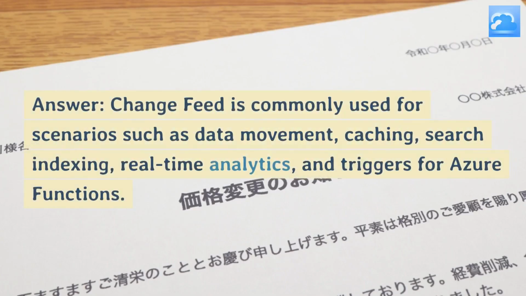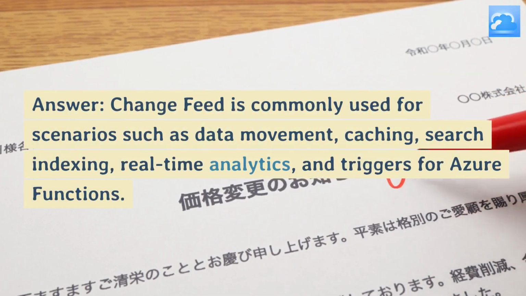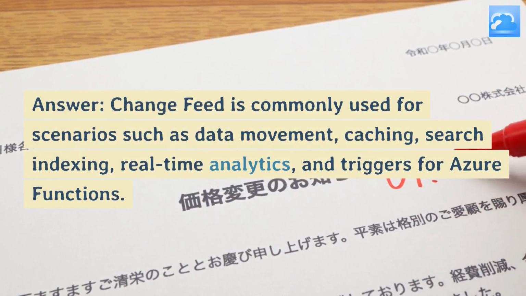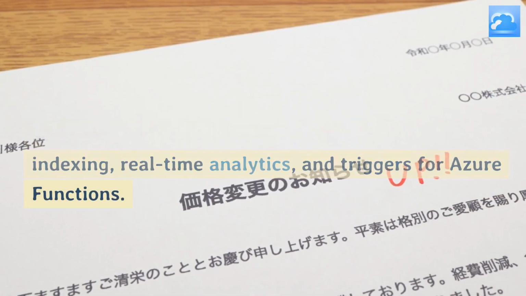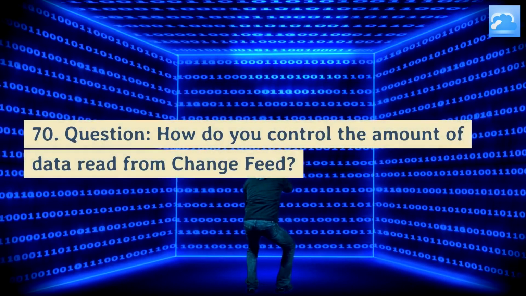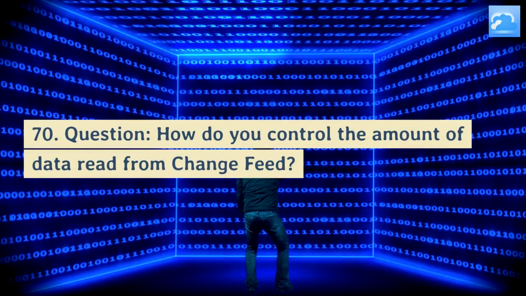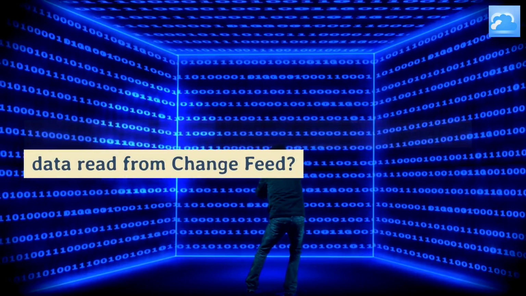69. Question, what are the primary use cases for change feed in Azure Cosmos DB? Answer, change feed is commonly used for scenarios such as data movement, caching, search indexing, real-time analytics, and triggers for Azure Functions.